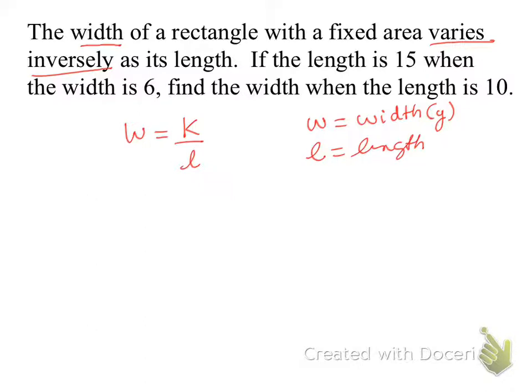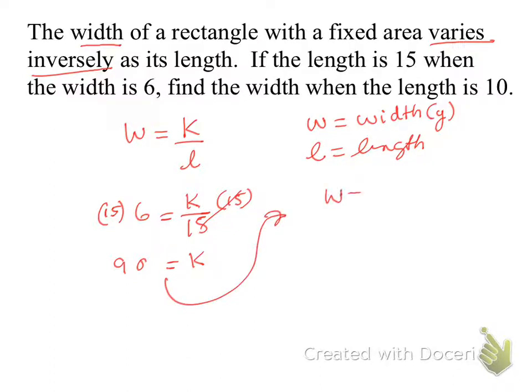If the length is 15 when the width is 6, we multiply both sides by 15 and we end up with K equals, 30, carry the 3, it's 90. Now W equals 90 over L, so I'm substituting in W equals 90 over 10, and we get the width is 9. And it would be 9 units.